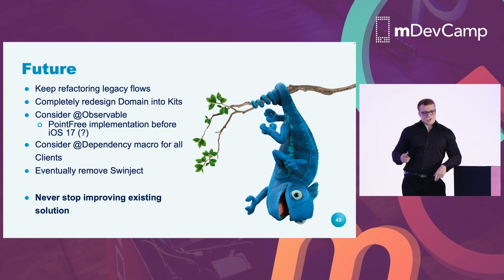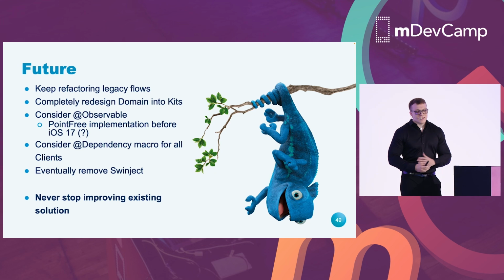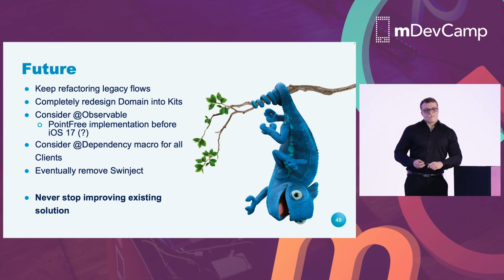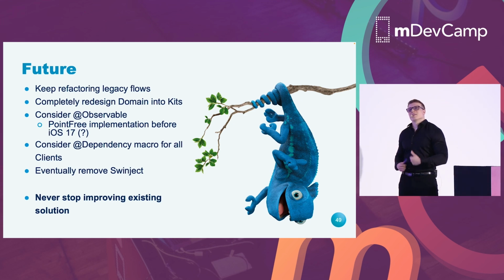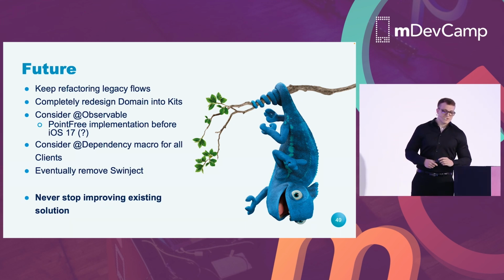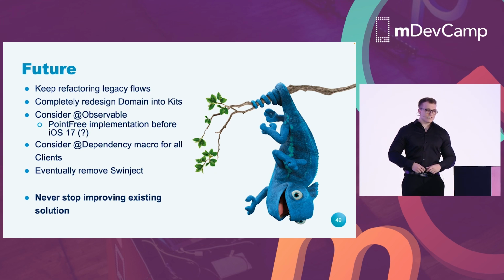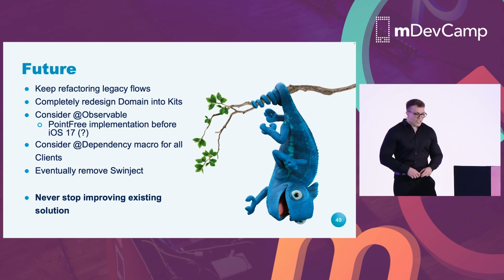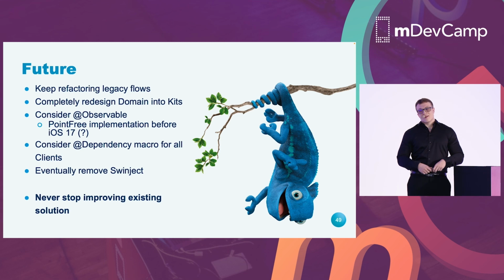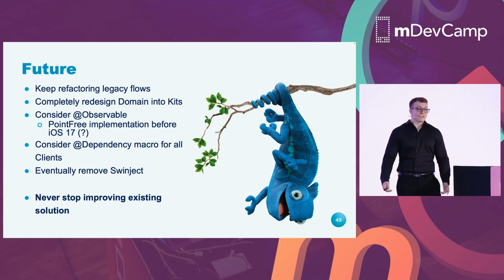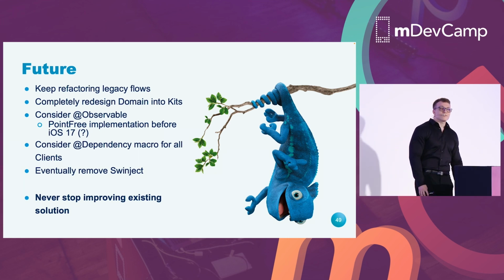Also, as I mentioned, getting rid of the domain. Right now we have like 60 kits. It works, it's very granular, it's testable, but there are still some use cases that we want to move to kits if needed. Also, because ObservableObject is not that performant, we want to use something better. Maybe Observable from iOS 17, but iOS 17 will be available for us in like 2 or more years, so it's not usable.